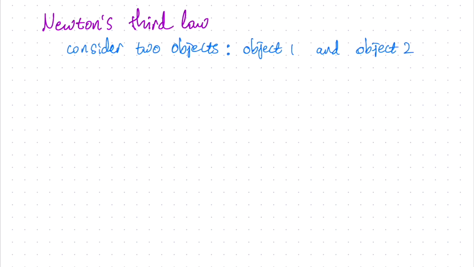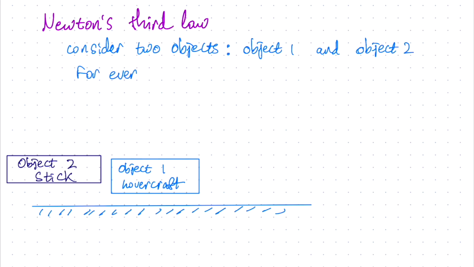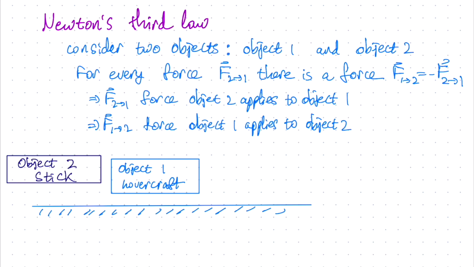And finally, we come to Newton's third and last law of motion. Consider two objects, object 1 and object 2. For the purposes of this example, object 1 is going to be a hovercraft, and object 2 is going to be a stick that pushes on the hovercraft. Now, what does Newton's third law state? It states for every force F21, that is, a force that object 2 exerts on object 1, in this case the force that the stick is pushing onto the hovercraft, there is a force F12 that object 1 exerts on object 2, which is equal to minus F21.